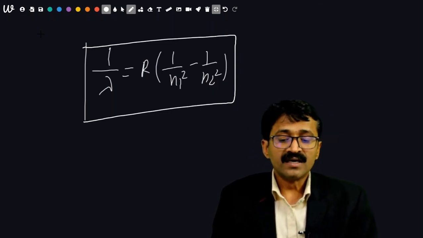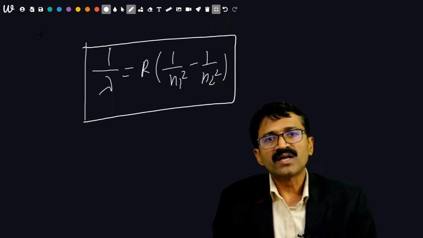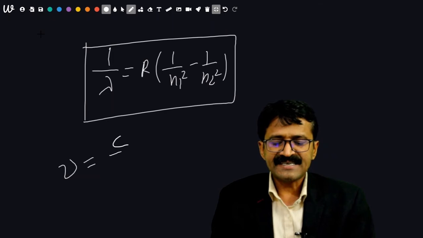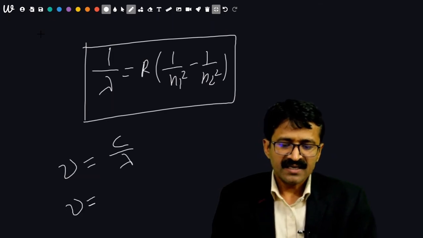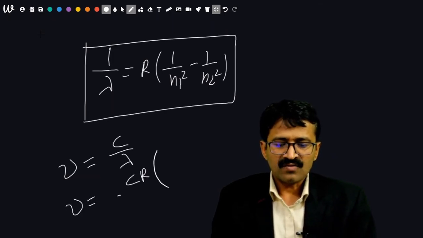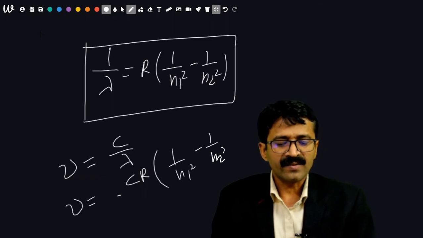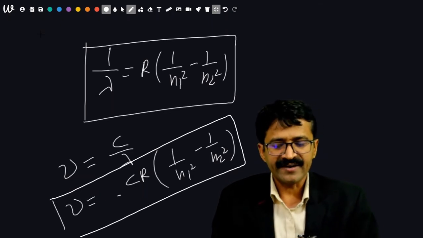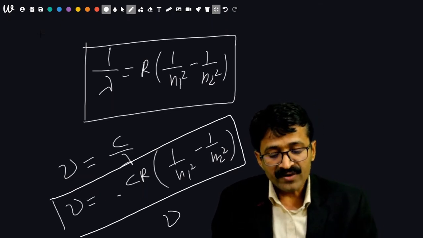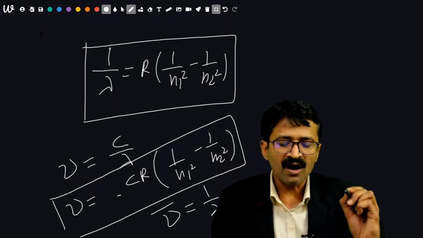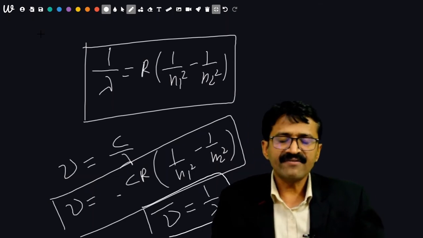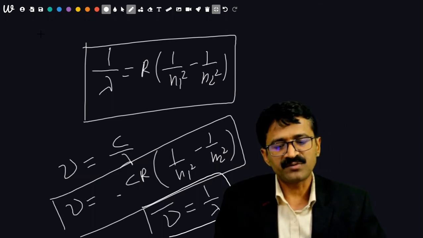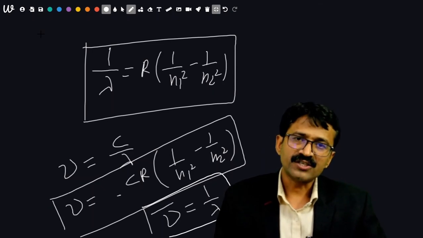Now what about the wave number and what about the frequency? If you have to find the frequency, that is nu is equal to C upon lambda, then frequency will be C R into 1 upon n1 square minus 1 upon n2 square. This is frequency of photon which is going to be emitted. Now what about the wave number? Wave number is always reciprocal of wavelength, inverse of wavelength. It shows the number of waves which are obtained from transition.